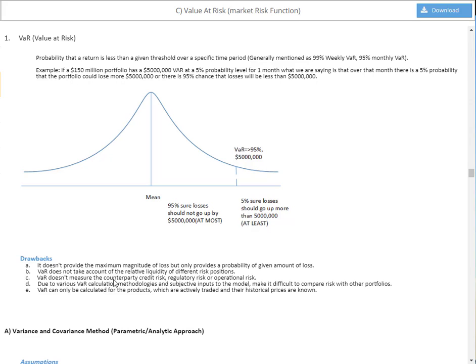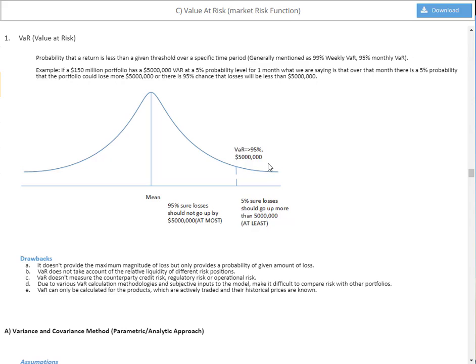VAR doesn't take into account the relative liquidity of different risk positions. VAR doesn't measure risks like counterparty credit risk, regulatory risk, operational risk, which we talked about in the last slides. Due to various VAR calculation methodologies and subjective inputs to the model, it is difficult to compare risks with other portfolios. If we have bad subjective inputs, obviously the model results will come out bad, and you cannot do the comparison with other portfolios. VAR can only be calculated for products which are actively traded and whose historic prices are known.